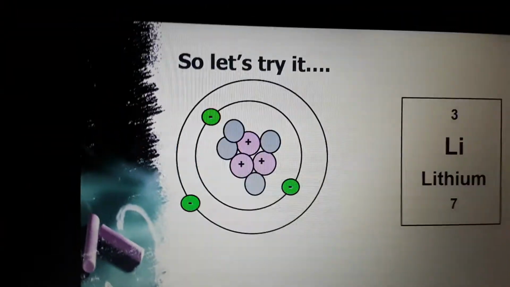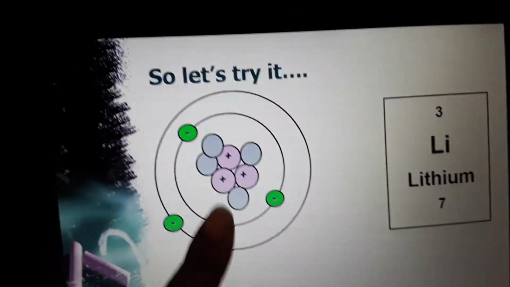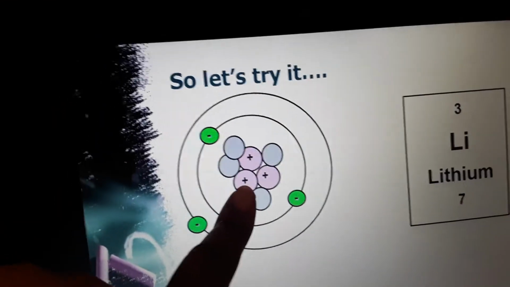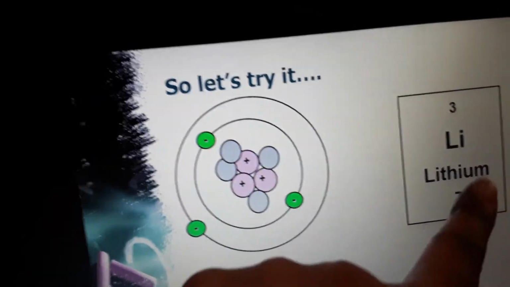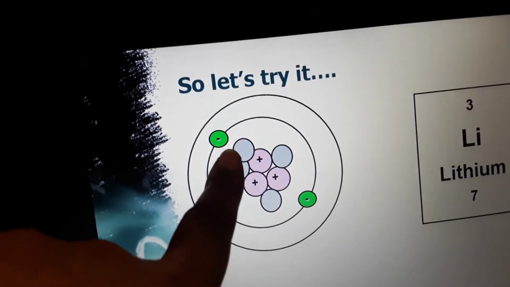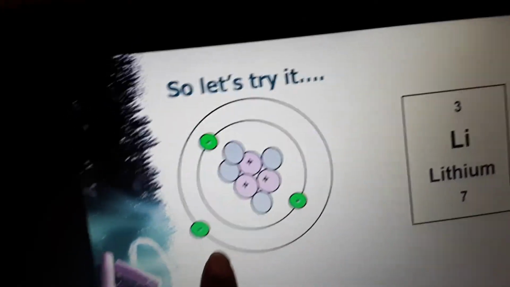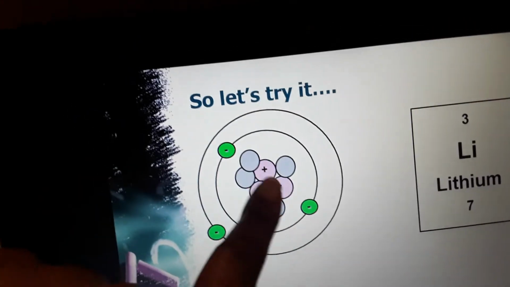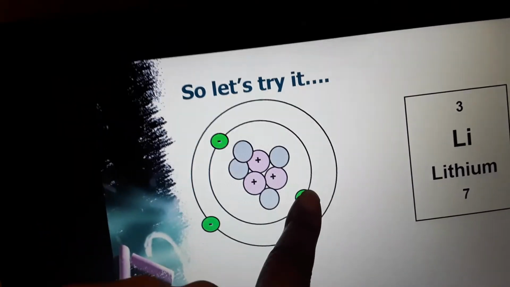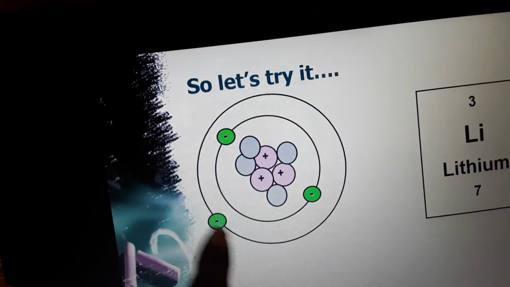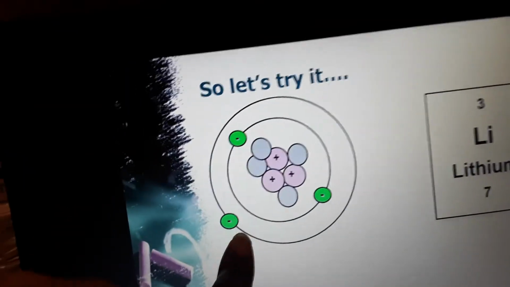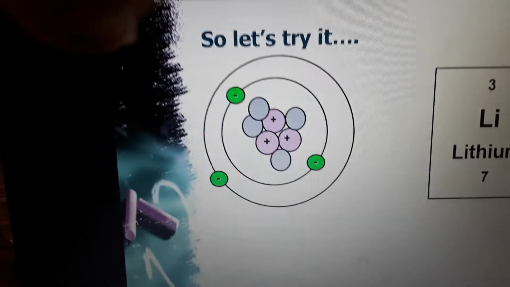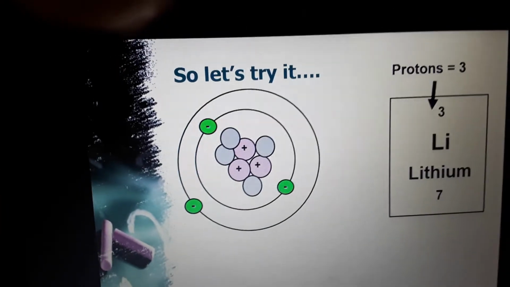So if I looked at this in terms of the model, notice I've got my 3 protons. I have 4 neutrons because I subtracted 7 minus 3 to get the 4. And then I have my electrons here orbiting outside. Because there are 3 of them, remember, only 2 can go in the first shell. So then I put the other one out here. If it had more, I would have added more on the outside, but it only had 3, so I added 1 more on that other level.